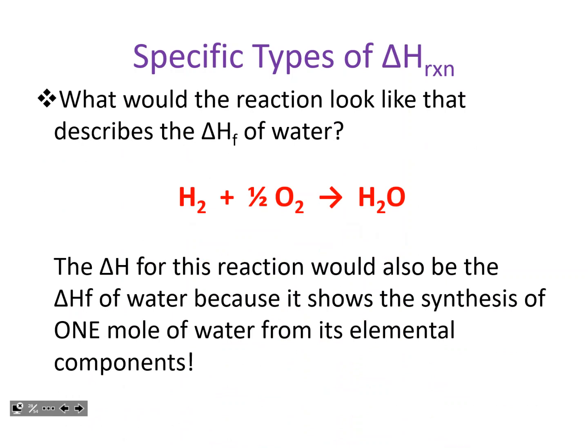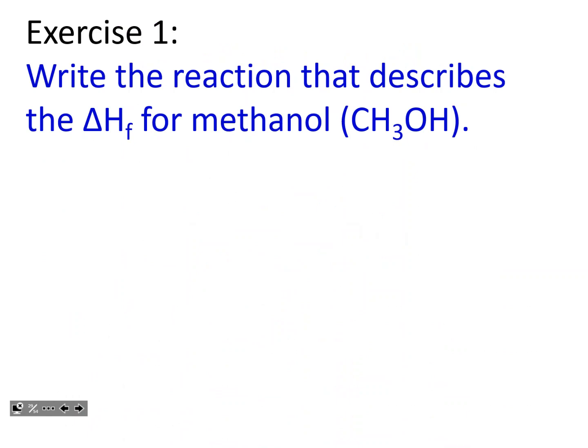Forming from its elements, okay, make sure it's always 1 mole of the substance. Try to write out the reaction for forming a mole of methanol. Write it out as the product. We're going to form it over here. CH3OH. That means we need what element first? C. Carbon. Is carbon diatomic? No, so you just put C.